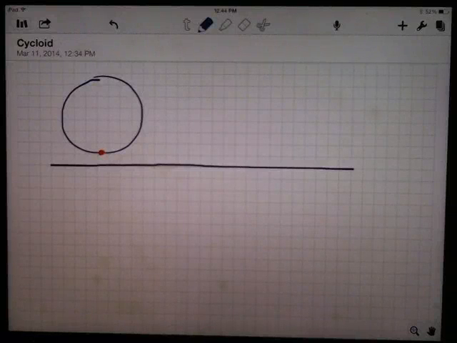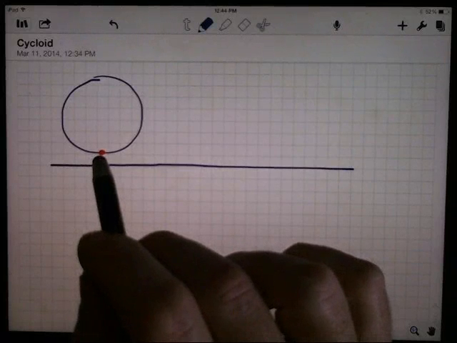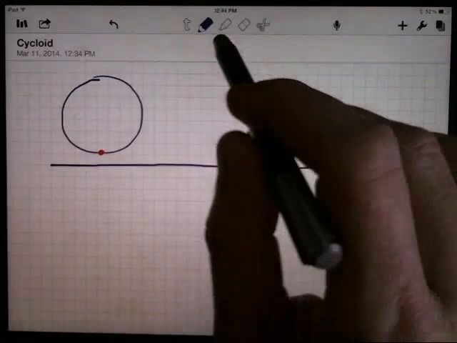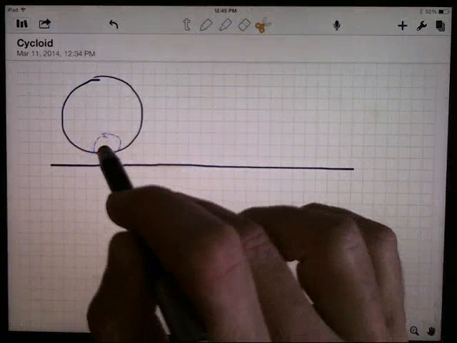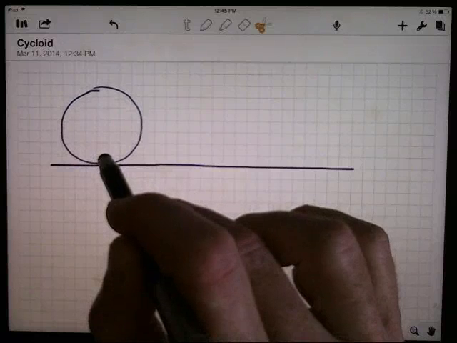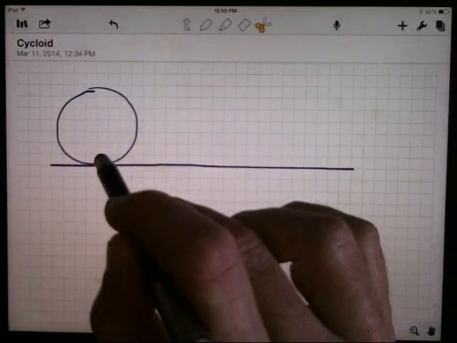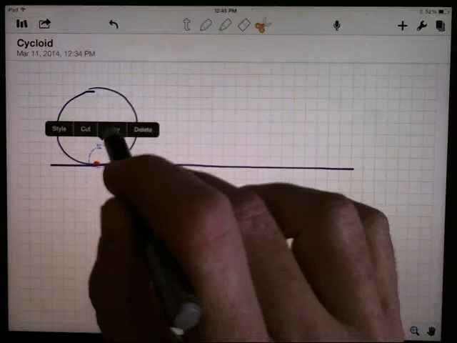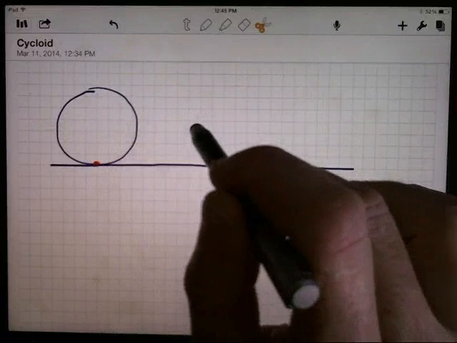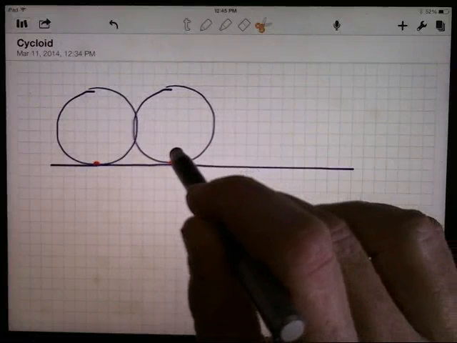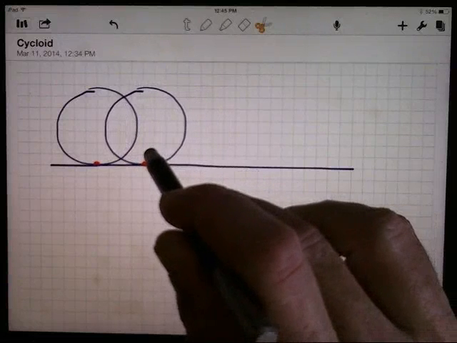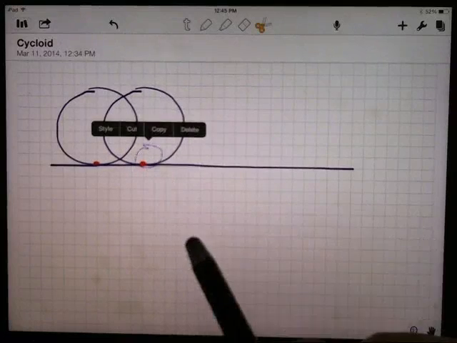There's a fairly famous curve called the cycloid, and the cycloid is the path that a point on a circle takes as the circle rolls. So what I'm going to do is take this circle and that point, and shift it down so it's sitting on my ground here. Then I'm going to copy it, and paste in another copy of it here and get it so that it's on the ground. I'm going to overlap them a little bit here.